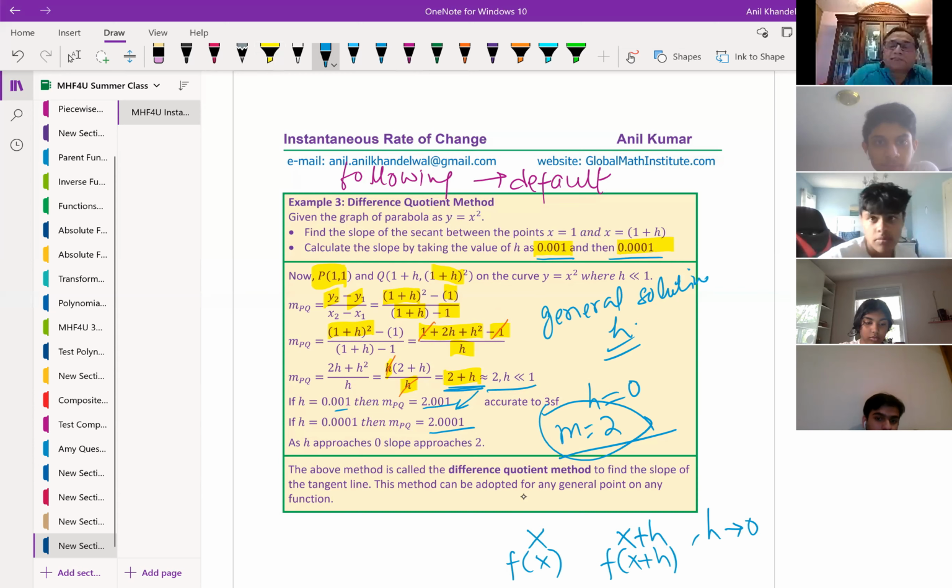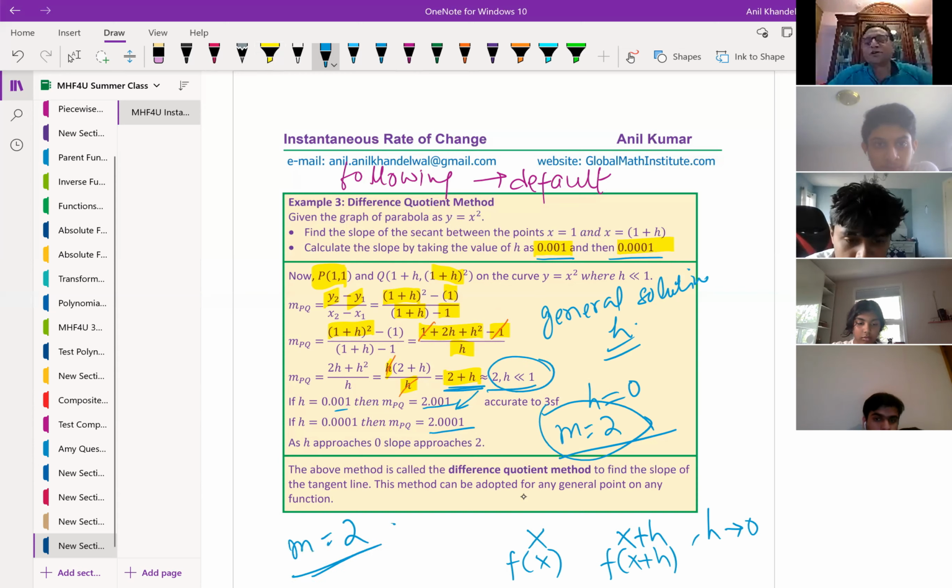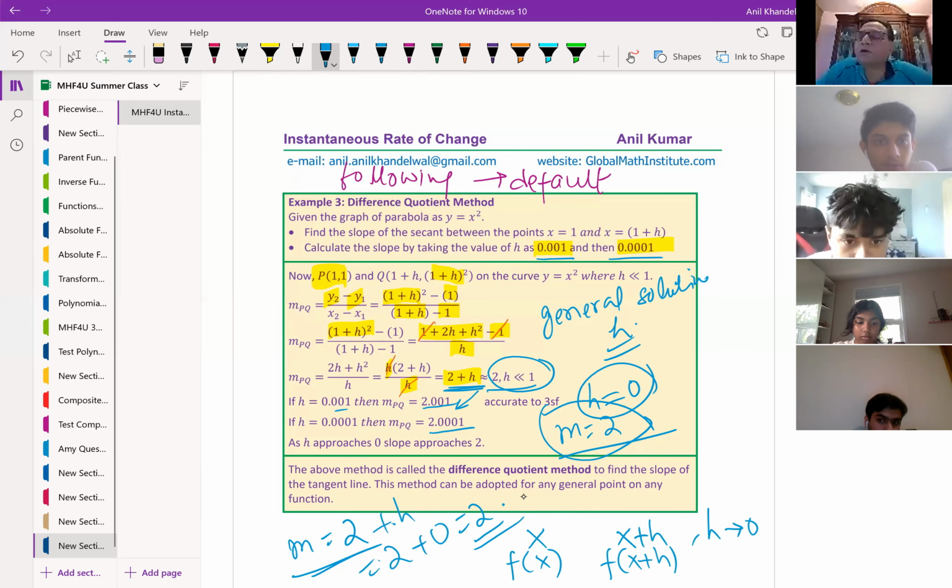Now, if they do not mention how many decimal places, in that case, you will write slope m equals 2, because if h is very, very small, it is going to approach 0, right? So it is 2 plus h. h is 0, so we'll write this as 2 plus 0, or just 2. Is that clear to you? So, sir, h is basically negligible, right? Yes, and you can make it 0.